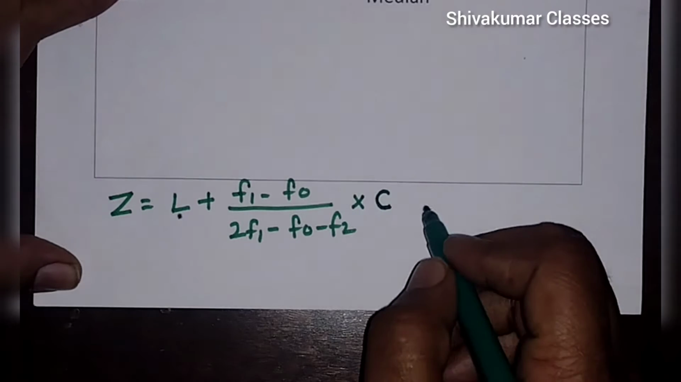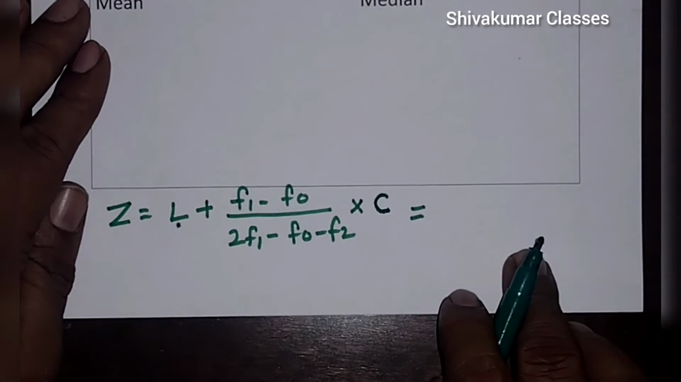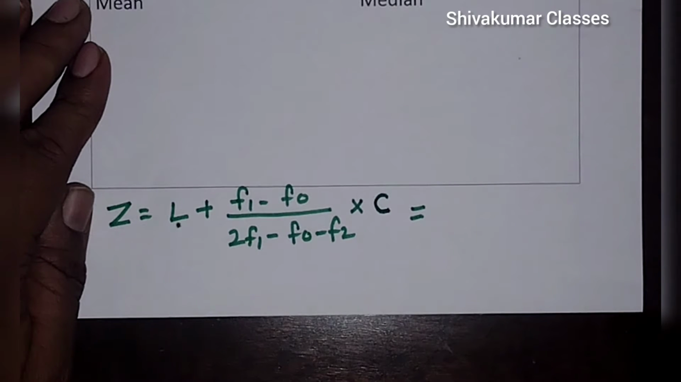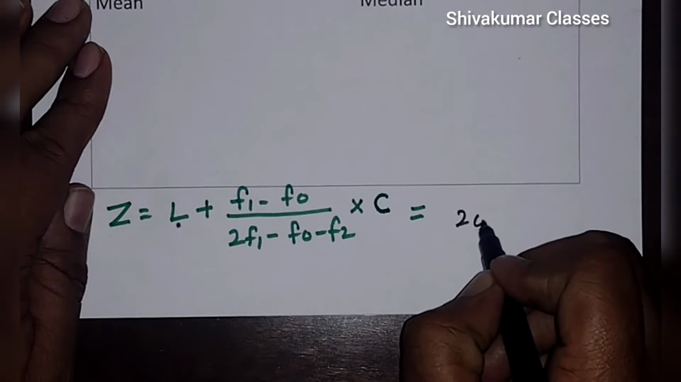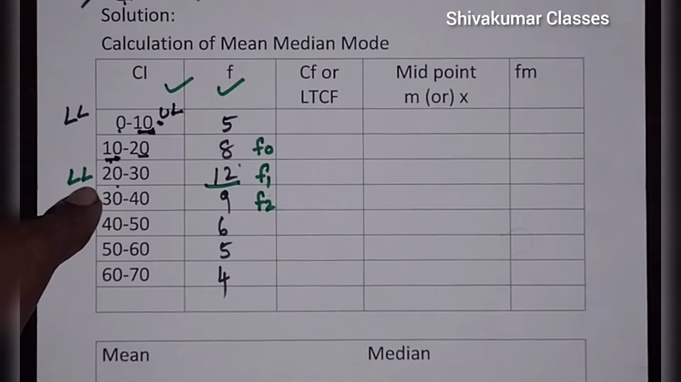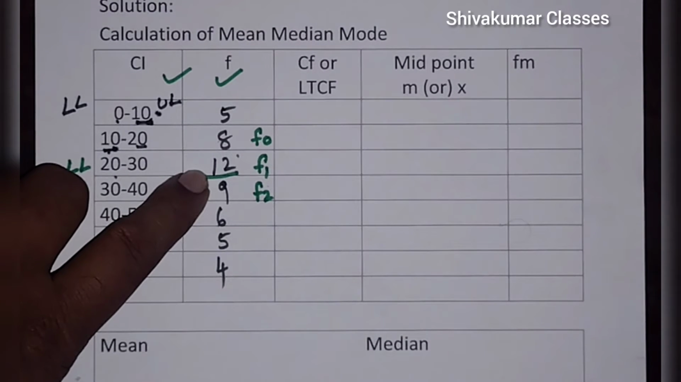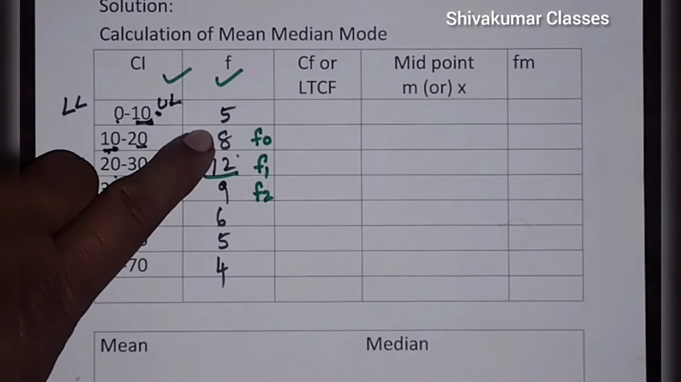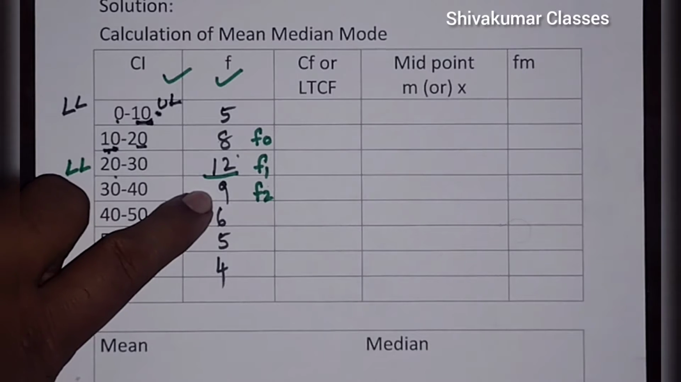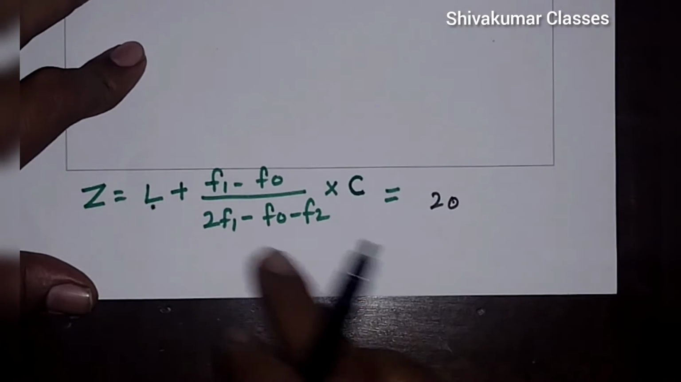Now, as per the given instruction of the problem, L is 20, F1 is 12, F0 is 8, F2 is 9. Yes: 12, 8 and 9.